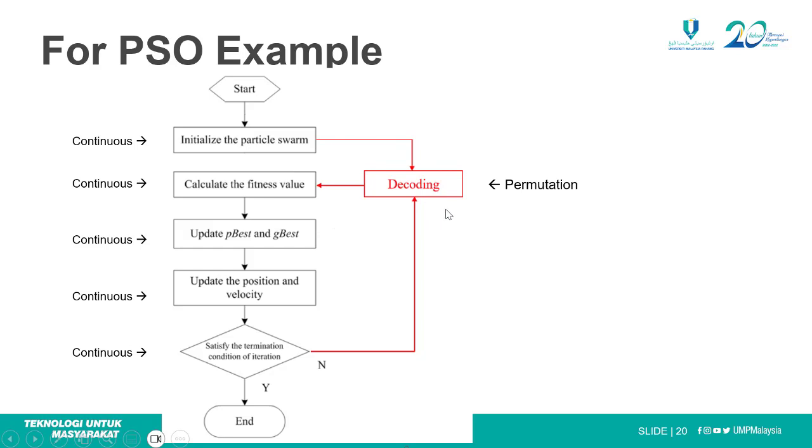So we need to design a proper decoding scheme for the problem to transform the continuous representation into the representation that really represents our problem. That is normally the task for any researcher: to develop the decoding scheme that represents their problem, so that they can utilize the existing optimization algorithm for their problem, even though their problem is not really in continuous space.